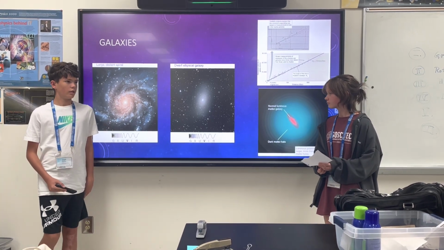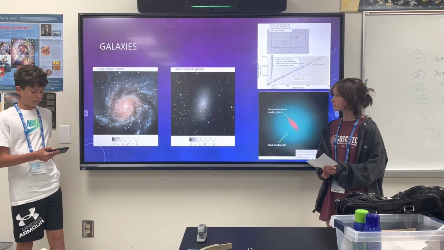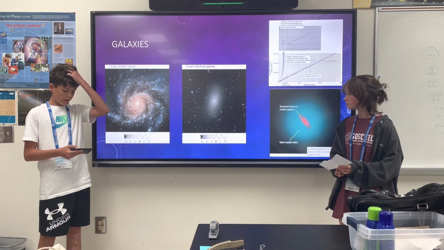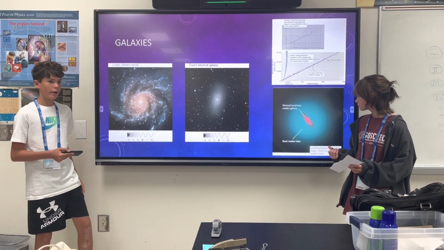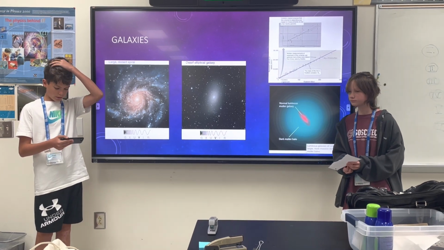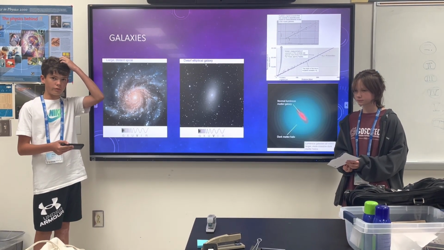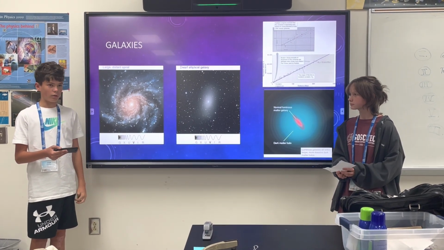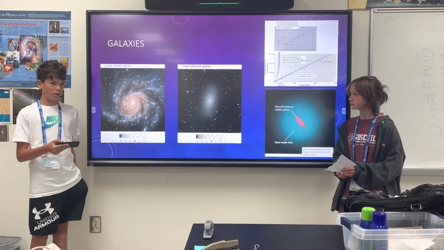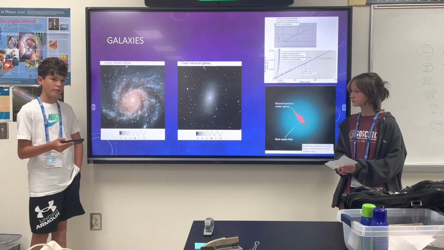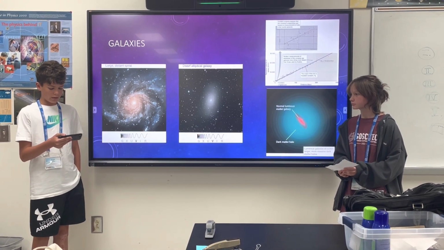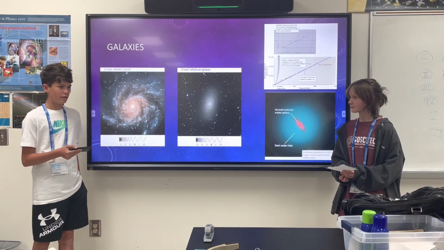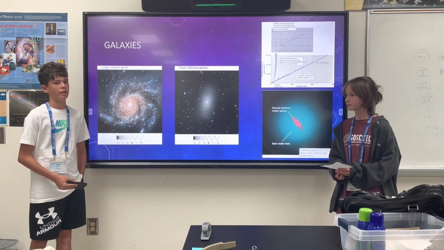Also, galaxies are slowly moving away from each other, and 90% of matter in galaxies consists of dark matter. Galaxies have dark matter halos around them, and dark matter is an unknown particle-like material around galaxies that doesn't absorb, reflect, or emit light. It is most likely made out of WIMPs or weakly interacting massive particles. And finally, the closest galaxy to the Milky Way is Andromeda. It's 2.537 million light years away.